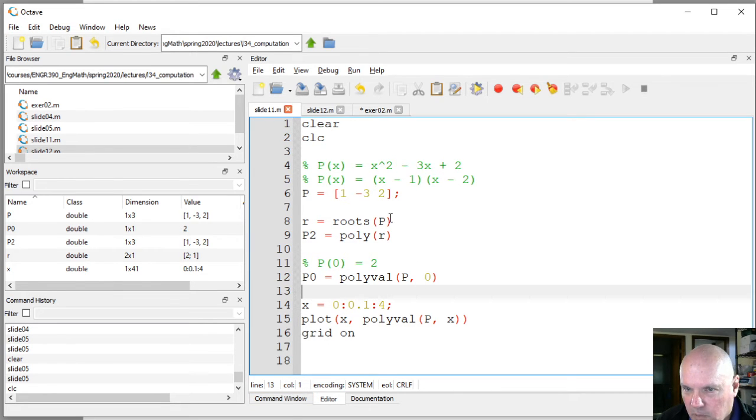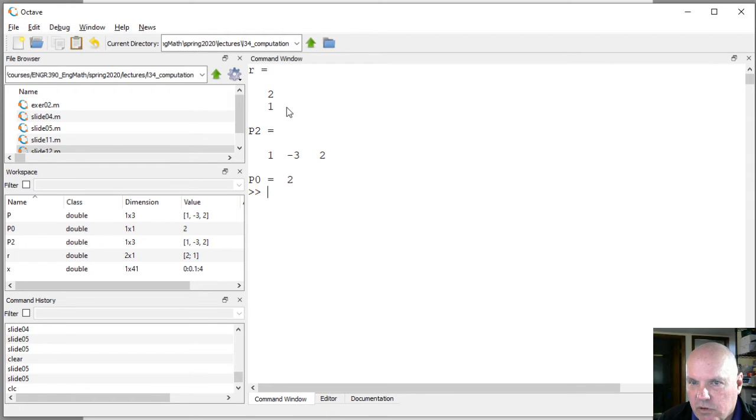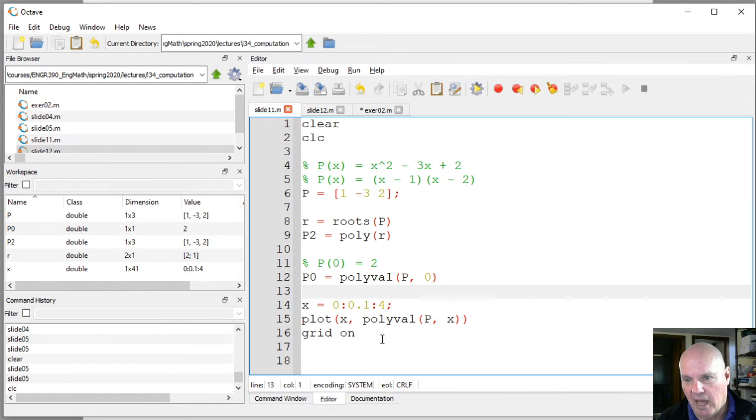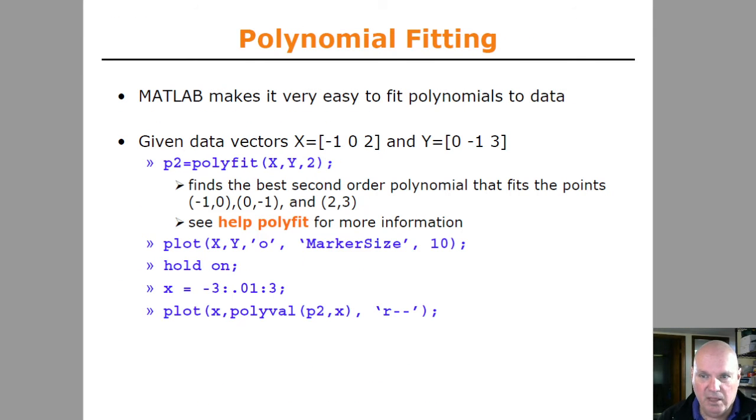Now, if I look back in the command window, I'm going to find r and p2. r are the roots, which again are 2 and 1, and then p2 was just reconstructing the polynomial from its roots. And I see there I get the same polynomial vector 1, -3 and 2. And then p0, if you recall, I just evaluated the polynomial at x equal to 0. I could evaluate it at a bunch of different points, and I indeed do that here when I pass it a vector.